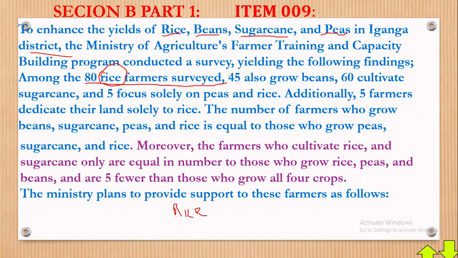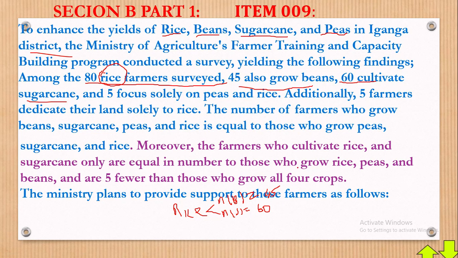Now, out of these rice farmers, you realize that the number in beans is how much? I'm using letter B to mean beans. It is 45. Let's summarize slowly. Here 45 grow beans. Okay, 60 cultivate sugarcane. That's number in S. So number in S, 60 cultivate sugarcane.